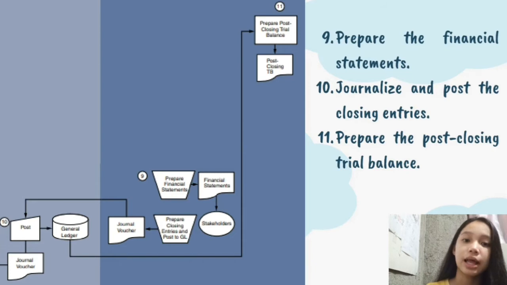Then, for the last step, we will now prepare the post-closing trial balance. Tapos, yung trial balance worksheet containing only the balance sheet accounts may now be prepared to indicate the balances being carried forward to the next accounting period. Next slide.